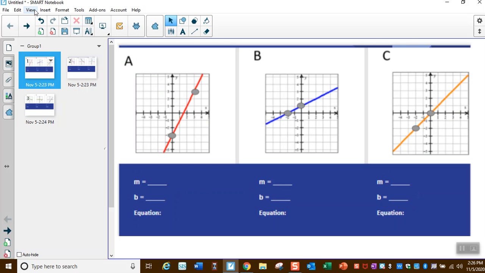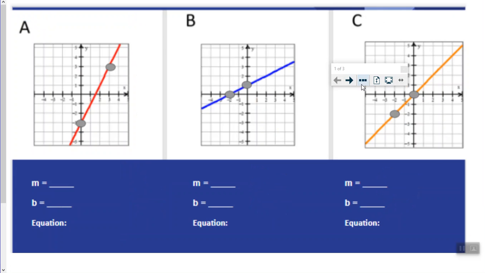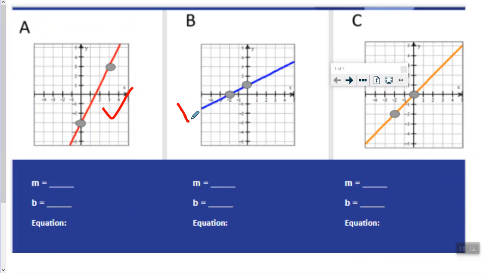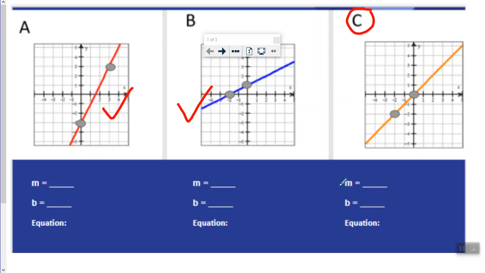Okay, so let's go over your homework. In class, we already did this one and this one. So let's start with C. Okay, first you need to calculate M. M means slope, okay?